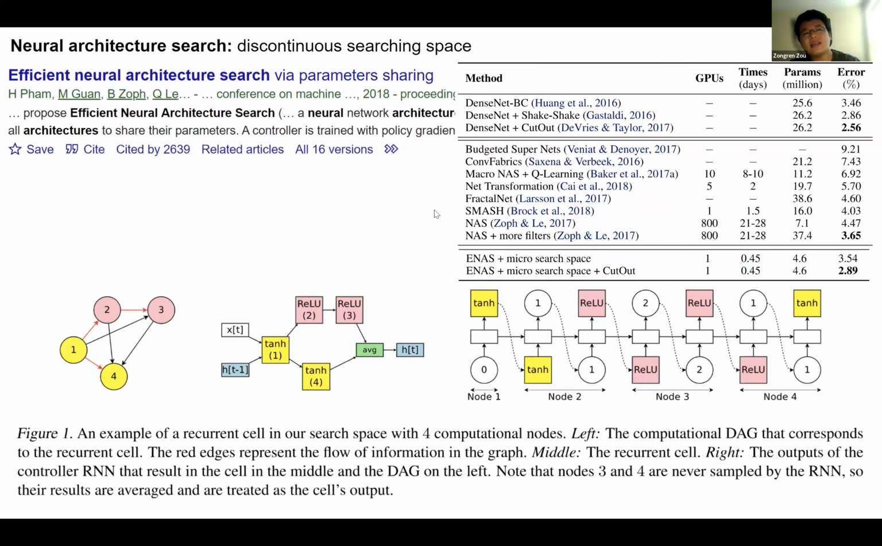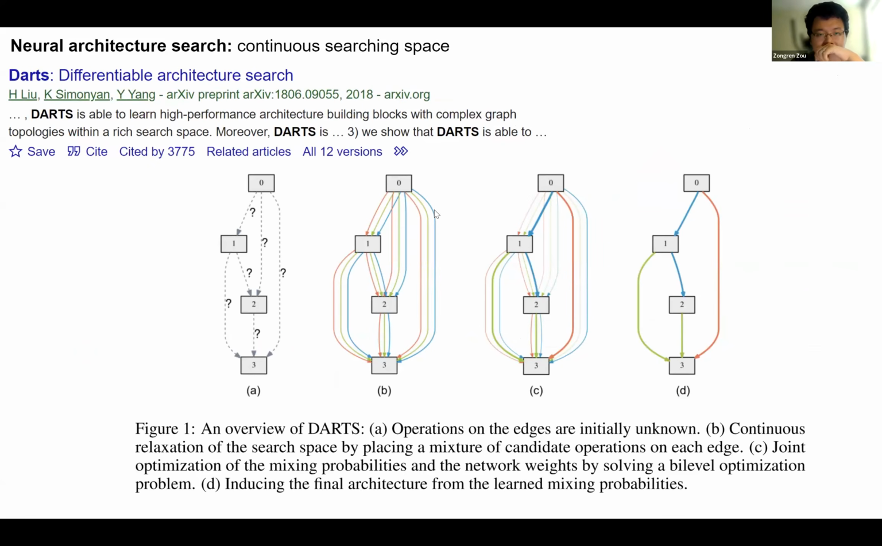And okay, this idea of parameter sharing and not doing this retraining for each architecture are widely used in neural network search for efficient neural network search. So this paper, DARTS, differentiable architecture search, is also highly cited.